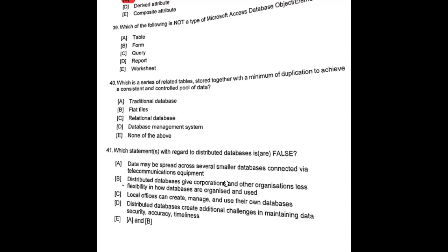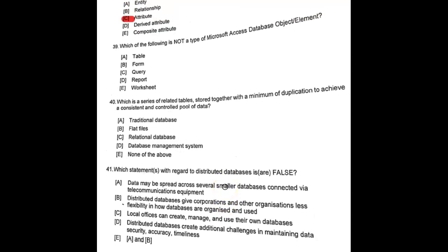39. Which of the following is not in Microsoft Access? So what is not in Microsoft Access? I will say worksheet E, because at the end of the day there is no worksheet in Access, right? Worksheets are only in Excel.